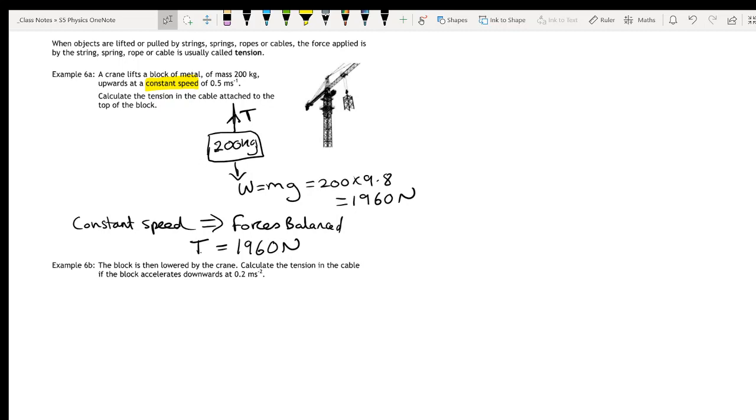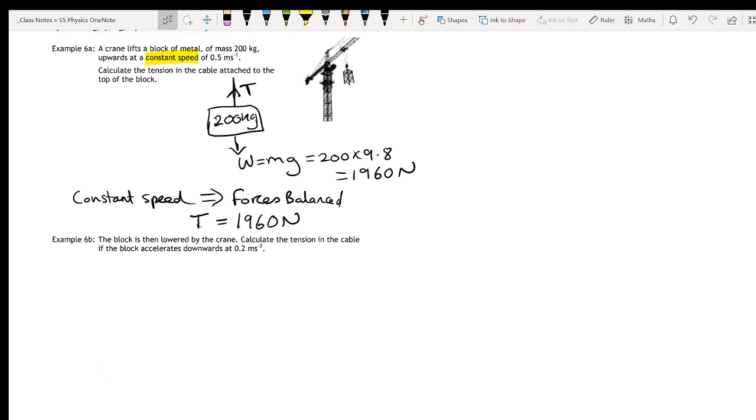Example 6b, the block is then lowered by the crane. Calculate the tension of the cable as the block accelerates downwards at 0.2 meters per second squared. So again, let's draw a diagram. So it's 200 kilograms. We've got the tension upwards. We've got the weight, which we now know is 1,960 newtons. And we've got an acceleration downwards, 0.2 meters per second squared.